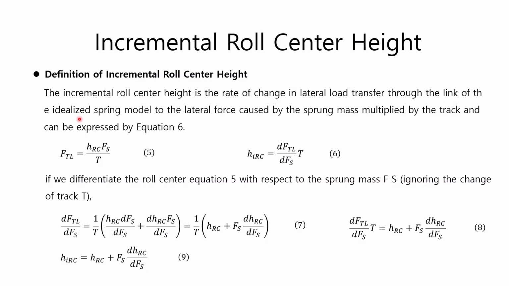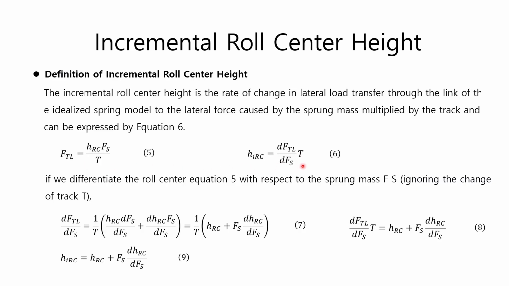The incremental roll center height is defined as the rate of change in lateral load transfer through the link of the idealized spring model to the lateral force caused by the sprung mass multiplied by the track, and can be expressed by equation 6. The right side of the equation is equal to the product of the track T and the differentiation of the left and right sides of the equation with respect to the force Fs.